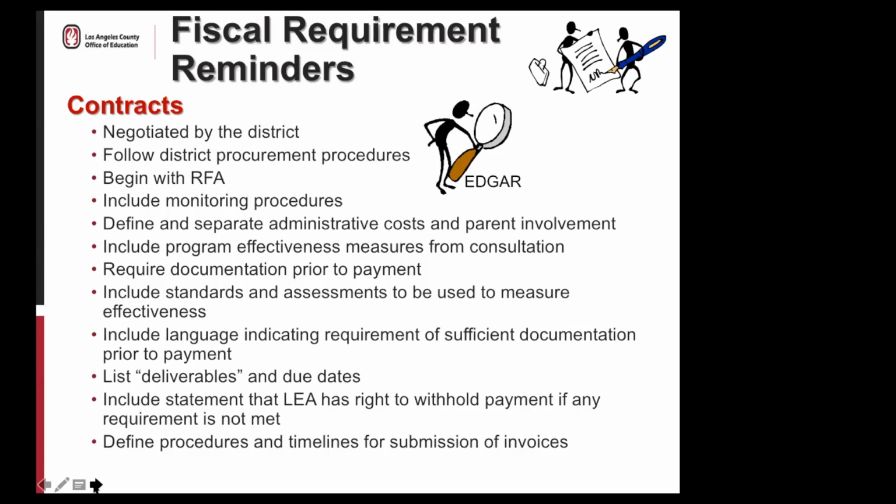List of deliverables by particular due dates. What do you expect that contractor to provide and by when? And it should include a statement that you will withhold payment if any of the requirements aren't met. And then there needs to be a process for them submitting their invoices, timelines, procedures, all that should be up front. So dealing with a contractor, I think a key thing to remember is the contractor and you make that agreement, you pay the contractor based on the needs identified through consultation.